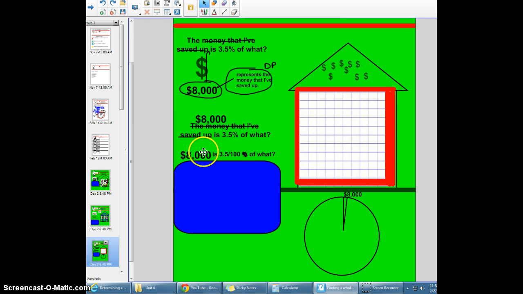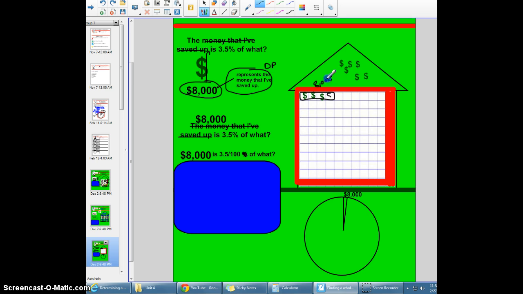We know that $8,000 is 3.5 hundredths. This is a grid of 100ths. So $8,000 is 1, 2, 3, and a half. I'll make a better half. This much money? 3.5 out of 100? That's $8,000.